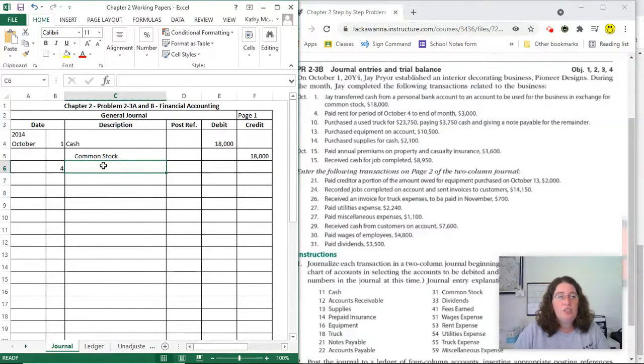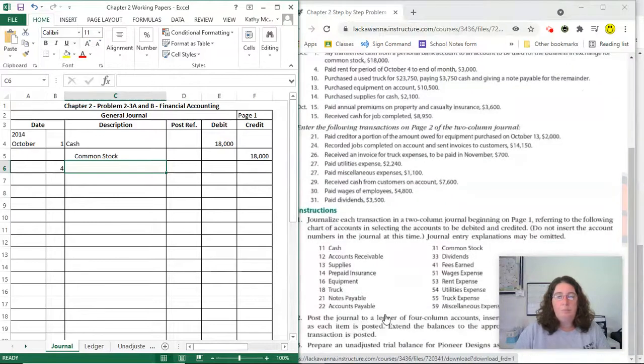Now, we always list our debit first. So we need to figure out what that is. Paid rent for the period of October 4th, which is the date of this transaction, till the end of the month. So if we come down here to our chart of accounts and we paid our rent, if we scroll through these, we've got prepaid insurance, not what we're looking for. Okay, we paid our rent, and here we'll find account number 53 is rent expense.